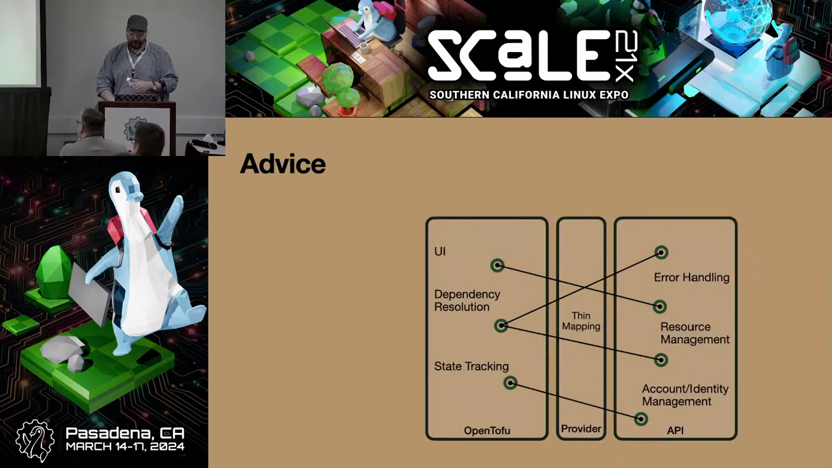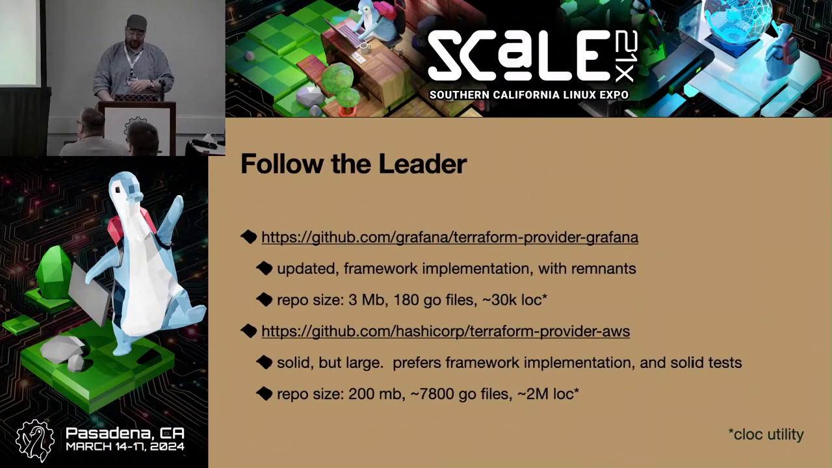And then we see that here. Don't try and reinvent the wheel. Follow the leader. There's some very good examples out there. Grafana I like because it's smaller and more tractable. Of course, Terraform provider AWS being the 800-pound gorilla in the room is solid, it's large, does a lot of great stuff, and so it's useful to look at, but you might get lost in it too.